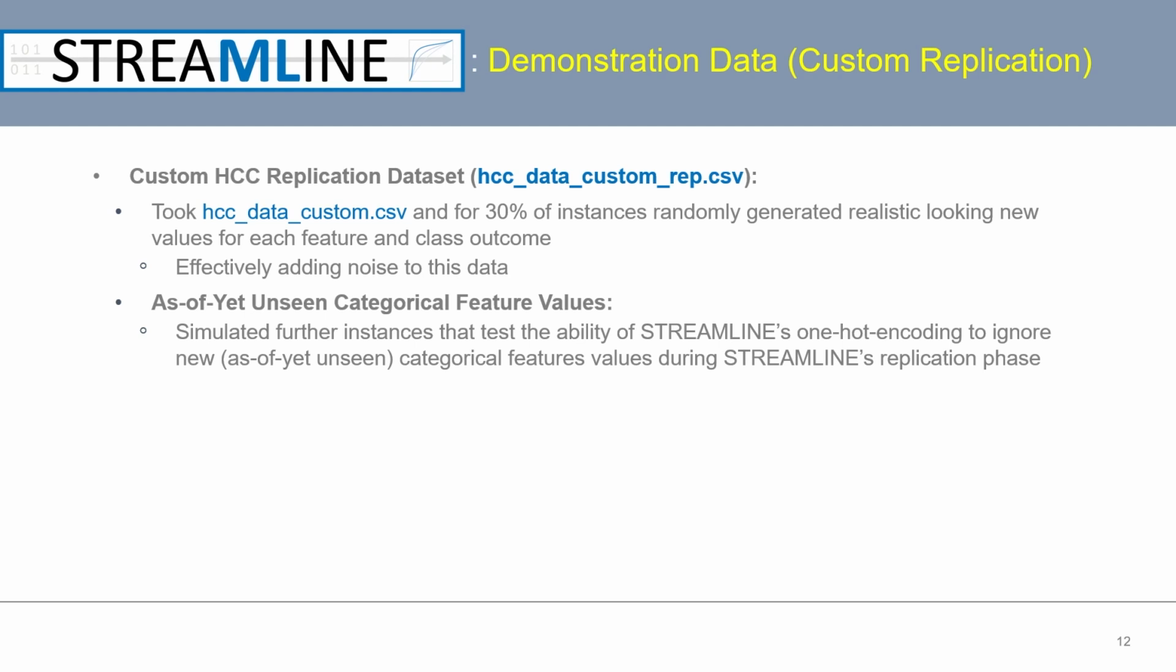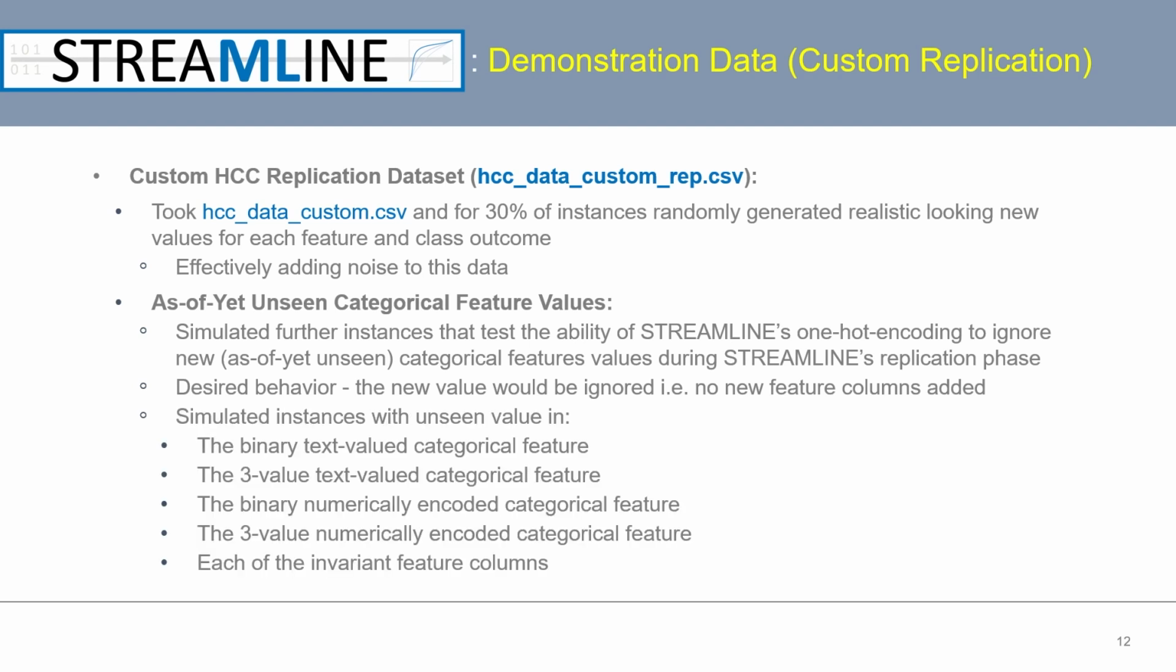For this, we simulated further instances that test the ability of STREAMLINE's one-hot encoding to ignore new, as-of-yet unseen categorical feature values during STREAMLINE's replication phase. Specifically, to check if we got the desired behavior where the new value would be ignored. In other words, no new feature columns would be added to the replication data. On the whole, we simulated instances with unseen values in the binary text-valued categorical feature, the 3-valued text-valued categorical feature, the binary numerically encoded categorical feature, the 3-value numerically encoded categorical feature, and each of the invariant feature columns.